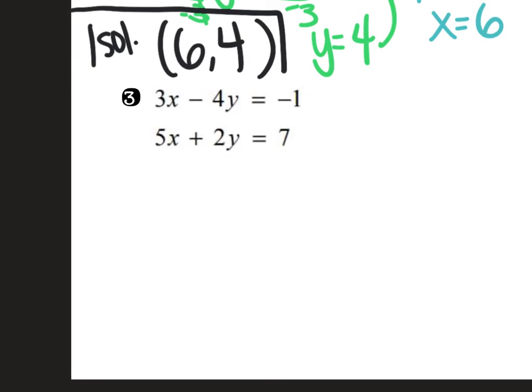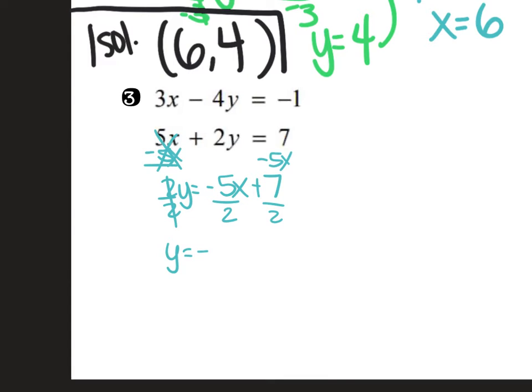Okay, so next one's a little bit different because we do have to get one of the variables by itself, okay? So you can do either one. I would maybe pick the bottom one just because it's positives, okay? So if I minus 5x, I have 2y equals negative 5x plus 7, divided by 2. And that gives us negative 2.5x plus 3.5.